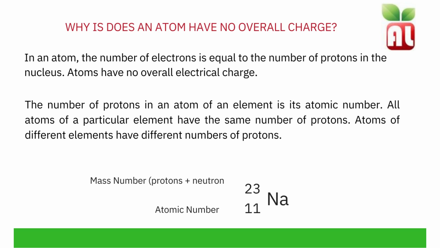The number of protons in an atom of an element is its atomic number. All atoms of a particular element have the same number of protons. Atoms of different elements have different numbers of protons.